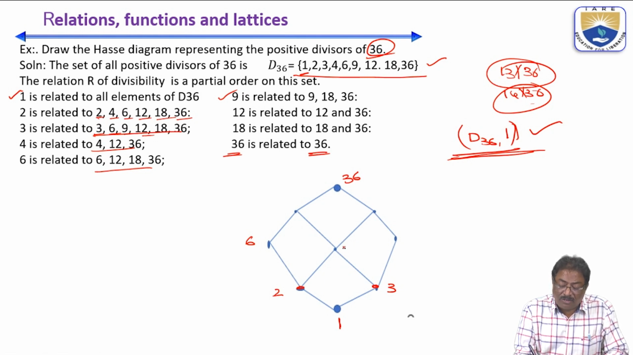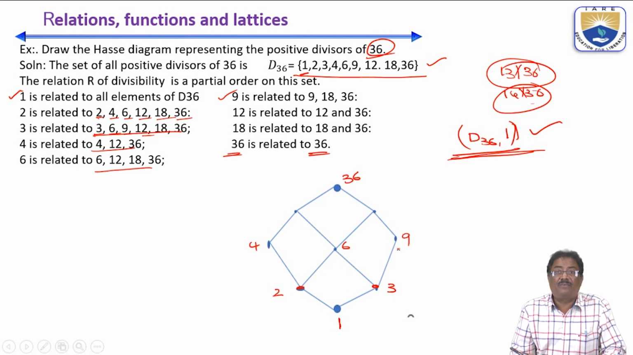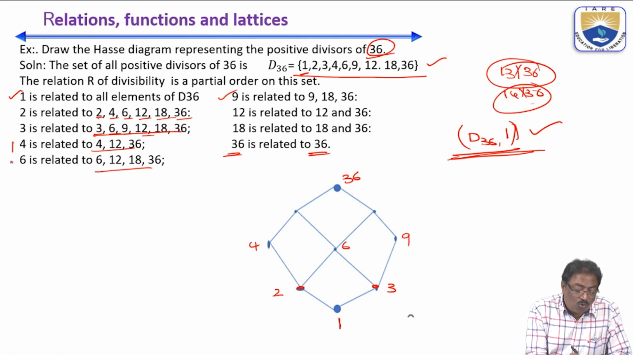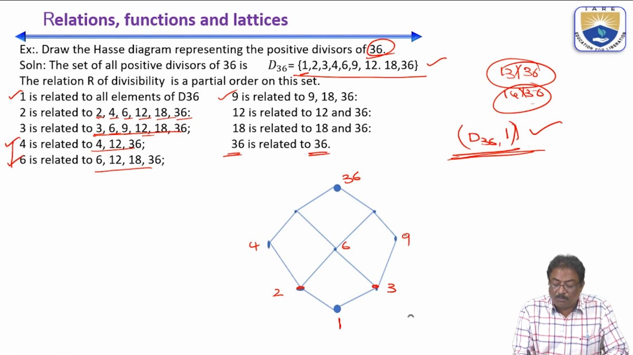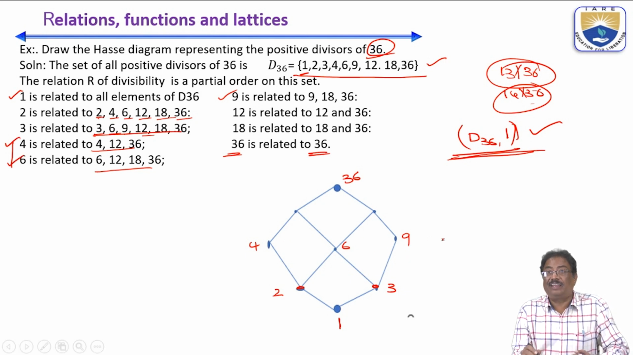12 will be there. Sorry, I am taking 4, and another one is 6, and another one is 9. So 4, 6, 9. These are not related to each other. So I am going to mention all these 3 at the next level.